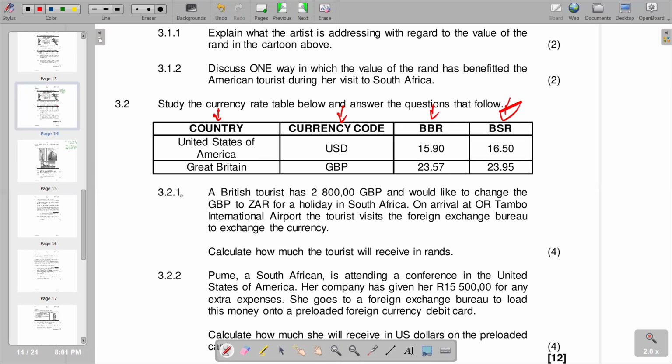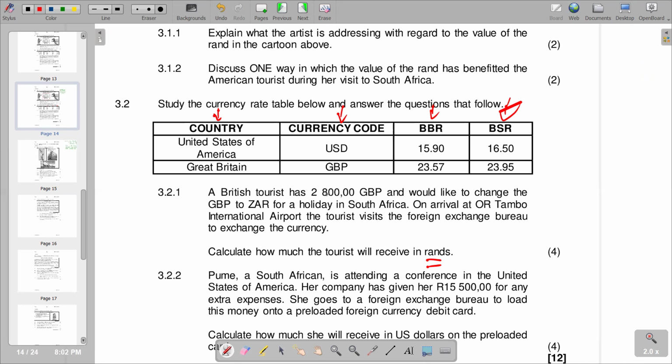Going through the first slide, GBP: the tourist would like to change GBP to ZAR for a holiday in South Africa, exchanging the currency on arrival. Calculate how much the tourist will receive in rands. So how much is he going to receive in rands is the question.